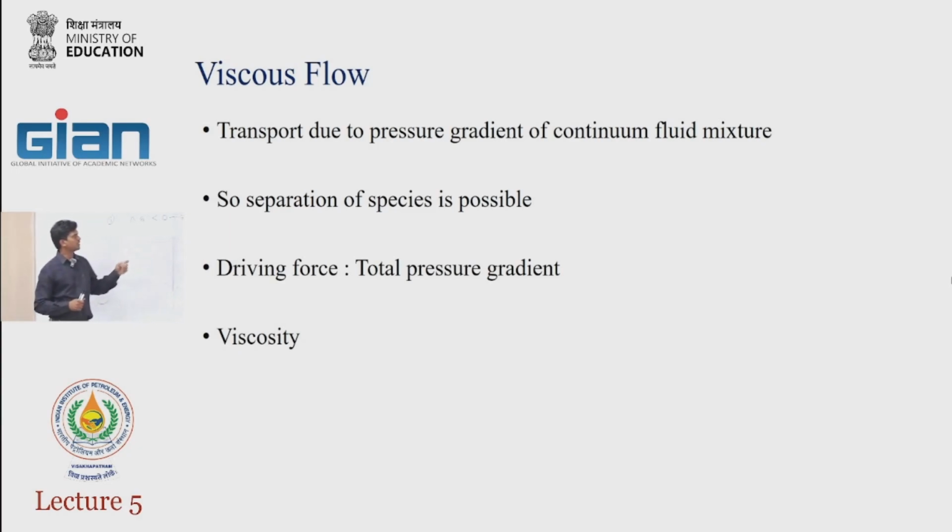So the driving force here is the total pressure gradient actually. And how we characterize this one is the viscosity. Only viscosity matters, because the pressure gradient is the same. The viscous fluids will go slower, and slightly less viscous fluids will go faster. So the only parameter that characterizes the viscous flow is the viscosity. Okay. So here no separation will happen because all the species will go with the same flow.